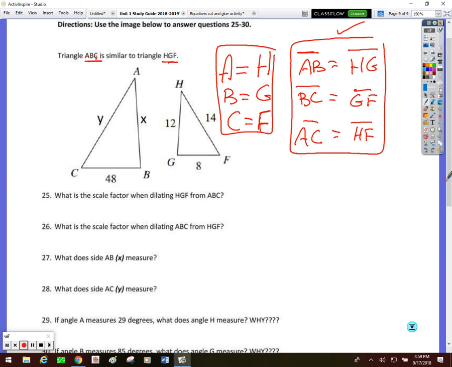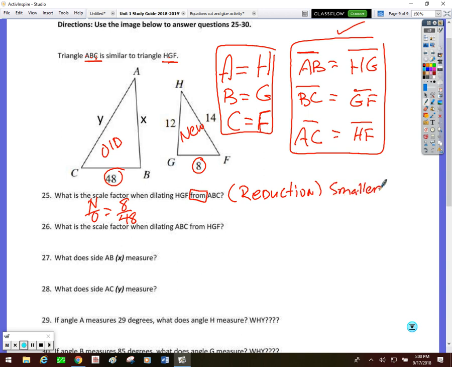All right, first of all, what is the scale factor when dilating HGF from ABC? So here's the key right here. We're going from ABC to HGF. So this is going to be my old. This is going to be my new, right? Remember, scale factor is new over old. Well, the only two numbers I can use are 8 and 48. Okay, so here we go. Let's do new over 48. By the way, this should be a reduction, right? So it should get smaller, which we know it did. So if I set that up, my scale factor is 1 over 6. So from here to here, my scale factor is 1/6.